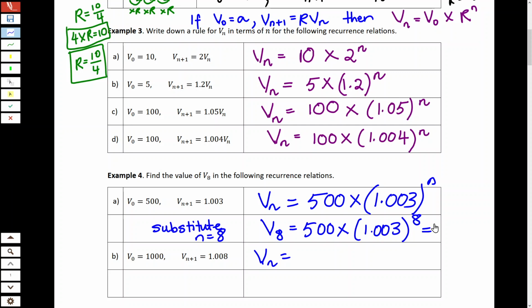Isn't that V8 equals 500 times 1.003? Is that an 8? Yep. Okay, please make sure that you are able to reproduce this answer on your calculator.